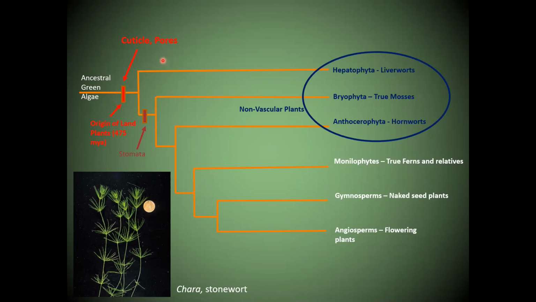So then the earliest group of land plants, right, are actually these three groups, collectively considered non-vascular plants, right? Hepatophyta, liverworts, Bryophyta, true mosses, that's a fairly common taxa, and then hornworts, Anthocerophyta. Now I must mention, when you look at all of these three lineages, they are all considered non-vascular plants or avascular plants.